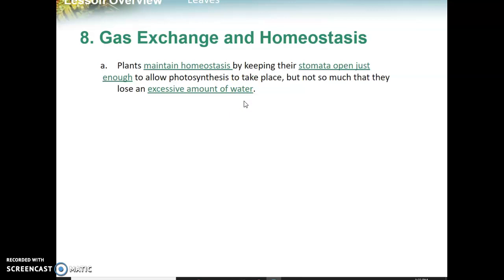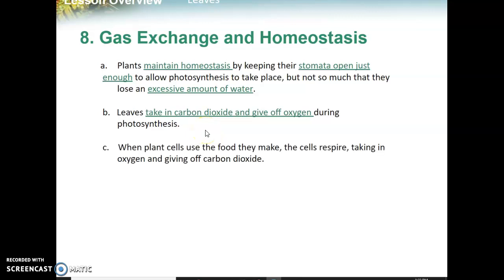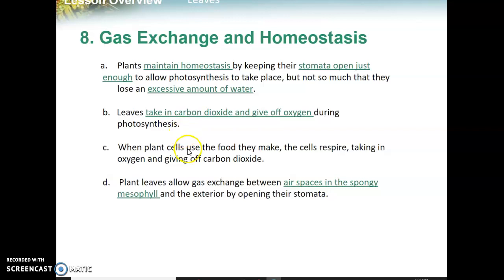Homeostasis of, do I have enough water in me? And homeostasis of, do I have enough food? So both those things are important to the plant because the leaf, like I said, takes in carbon dioxide and gives off oxygen during photosynthesis. So when they use the food they make, their cells respire, they take in oxygen and give off carbon dioxide. That happens for the cells, but overall, the leaf is taking in carbon dioxide and giving off oxygen.